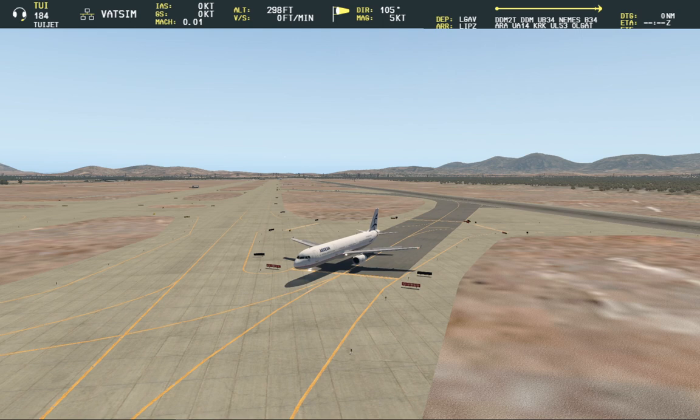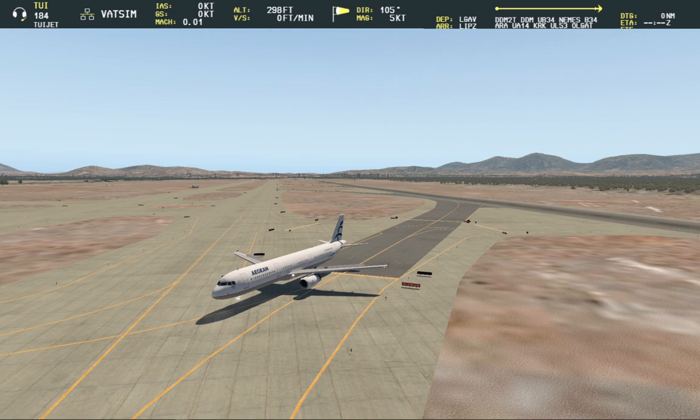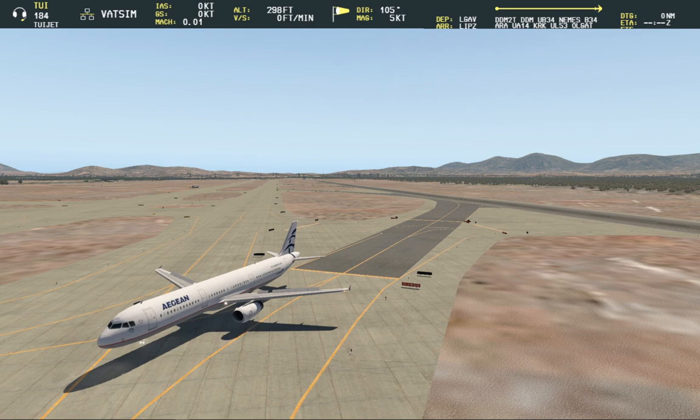Tomjet 2-Mike Charlie on Juliet requesting taxi runway 03 left. Tomjet 2-Mike Charlie taxi holding point runway 03 left via Juliet. Charlie hold short of hotel. Alright, Juliet Charlie hold short hotel for Tomjet 2-Mike Charlie.